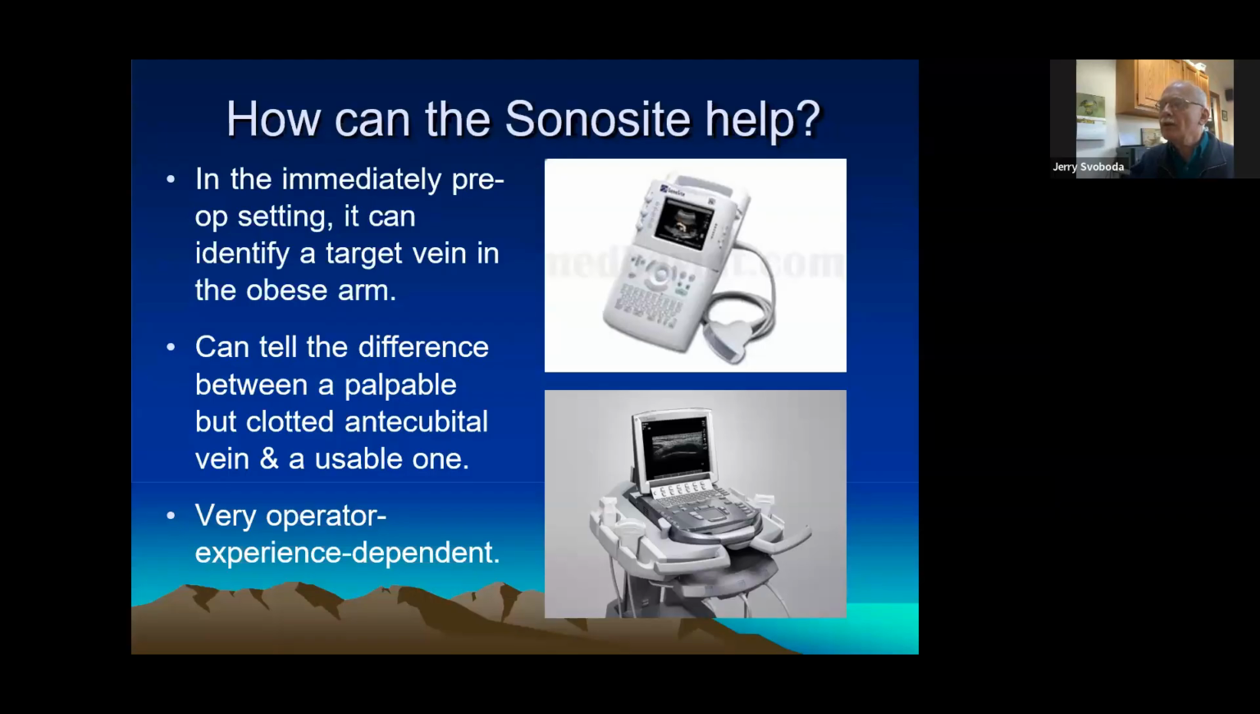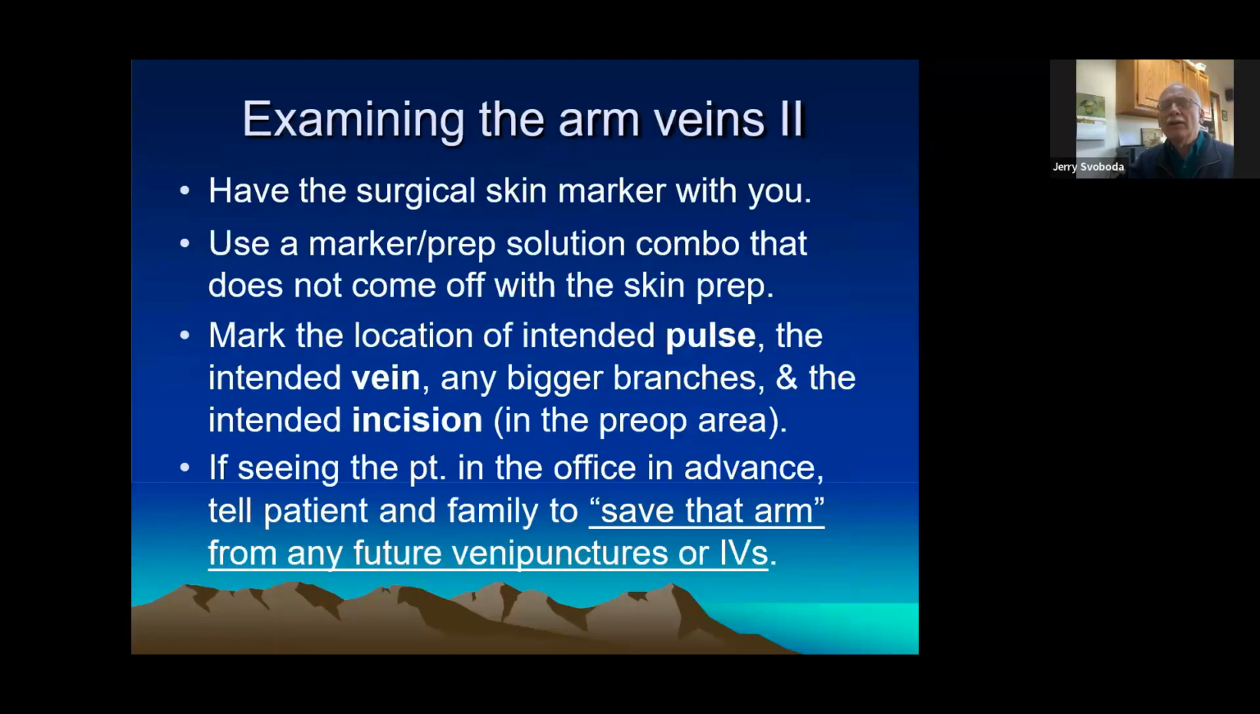You need a surgical skin marker, and these can be a reusable type or a not reusable type, but in East Africa, we reuse everything, huh? You want to prep the skin in the theater with solution that will not wipe off the marker. You mark the location of the intended pulse, for example, the radial or brachial pulse, and any vein that you intend to look at, and also make a mark for your intended incision. We're going to see an example of that in a minute.